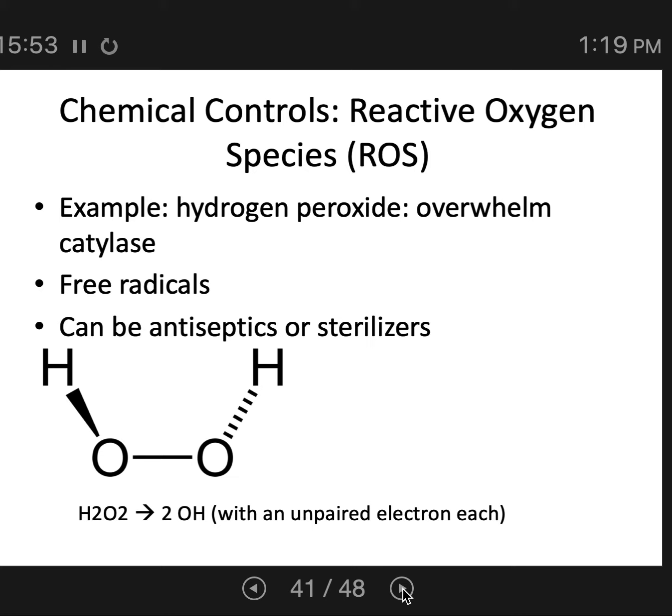Reactive oxygen species can be antiseptics or sterilizers. And remember, ionizing radiation creates reactive oxygen species inside the cell by interacting with water, and so that's the main mode of action for ionizing radiation. But you can also just dump hydrogen peroxide on stuff. Right.